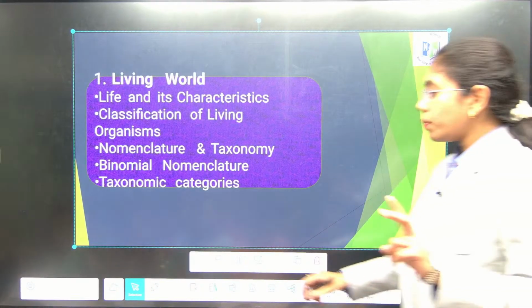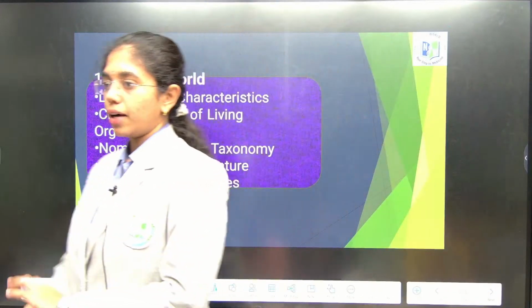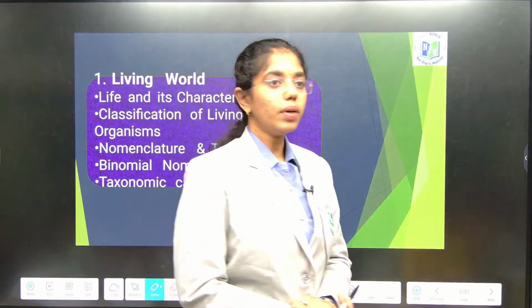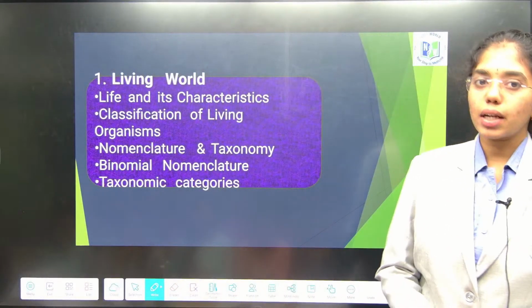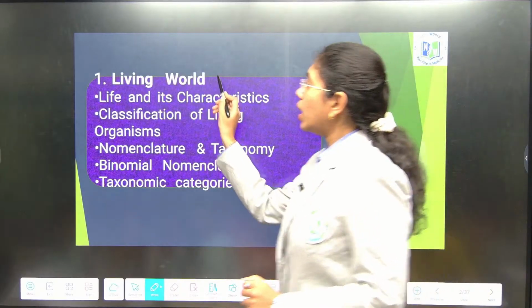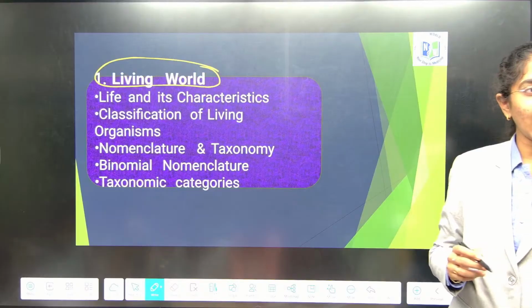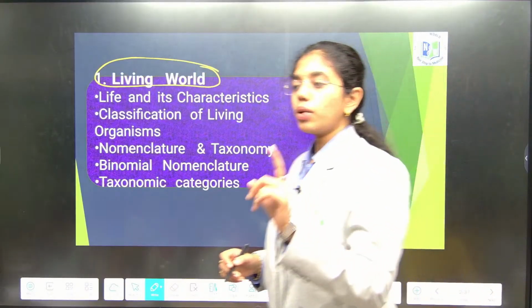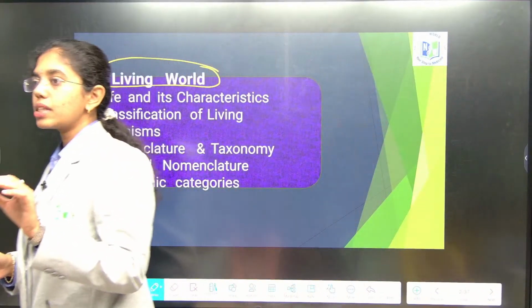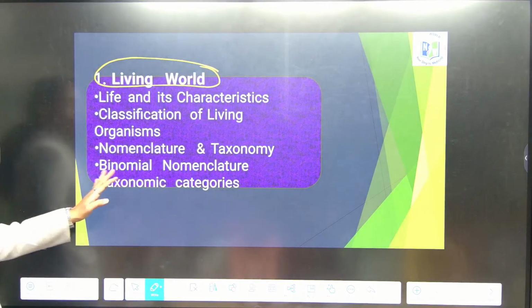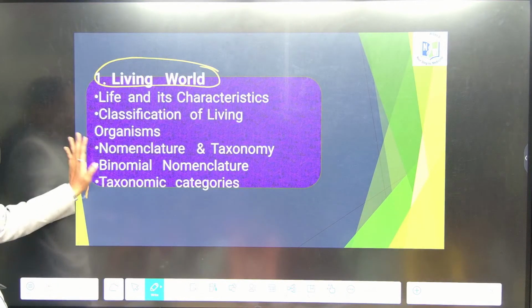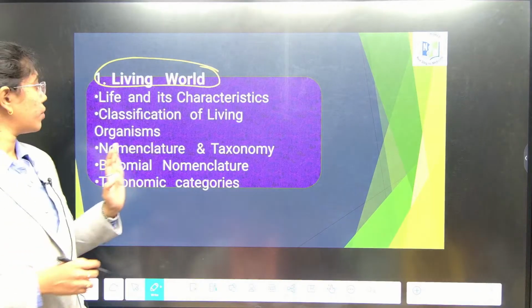We are done with two major units, cell biology and plant physiology, and today we are going to start with living world and biological classification. Living world, that is diversity of life forms, wherein from this chapter we hardly get a single question, but in the 2025 paper you can see 1 to 2 questions from living world.